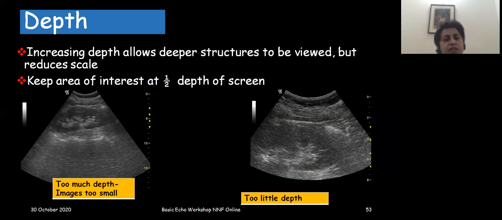I need to change the depth. My object of interest should occupy about 2/3 of the whole image. Now the image on the left, there is too much depth. I can see too much at the bottom, which is not going to help me. The images here are too small. And here is the image where the object of interest has gone to the far field. So I need to keep the structure that I want to interrogate somewhere between half to 2/3 of the area of the screen.